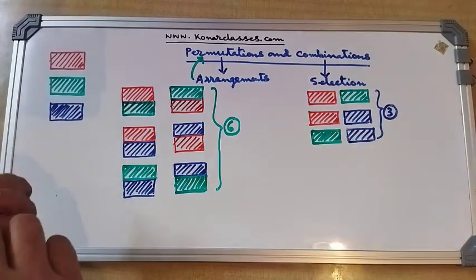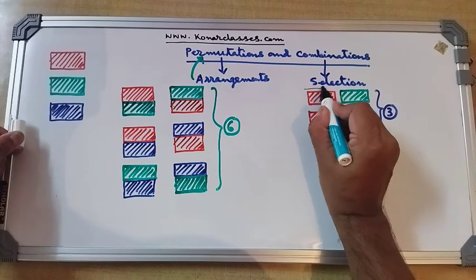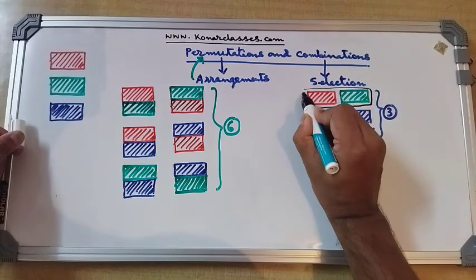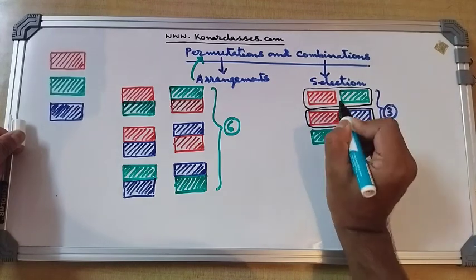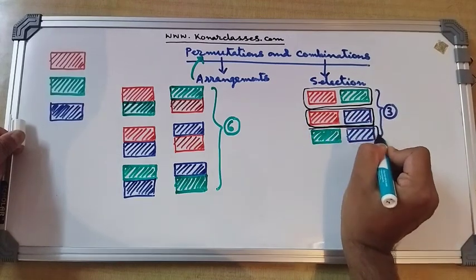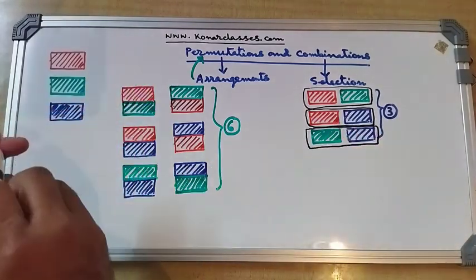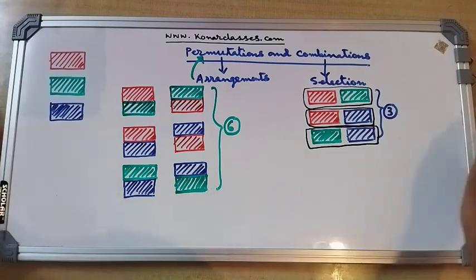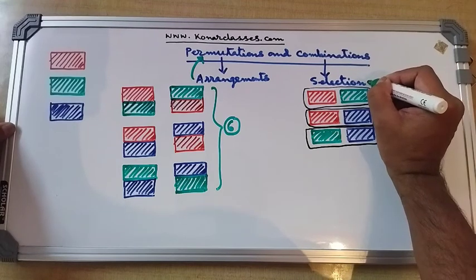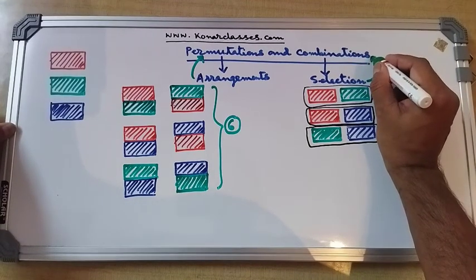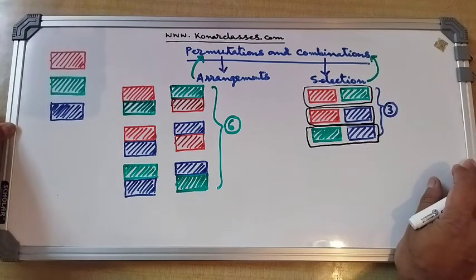As you see, the first one was with having the red and then green. Second one is red and then blue, and third one is green and then blue. So this is the purpose of selection. I hope you got a very clear idea about what is arrangement and selection. Selection is related to combinations and arrangements related to permutations, as I mentioned.